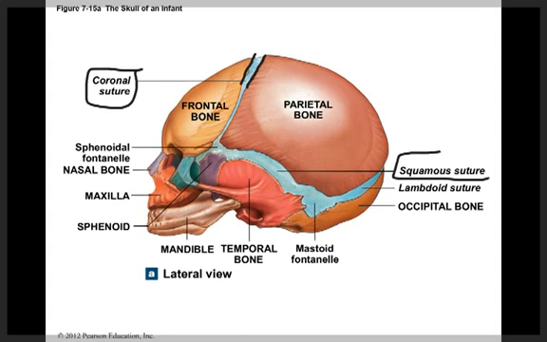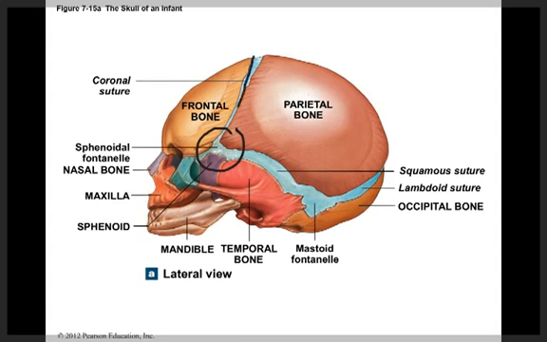Here on the side we see the squamous suture, which is again wider between the parietal bones and the temporal bone. And we also see the lambdoid suture between the parietal bone and the occipital bone. Where these sutures come together, they form a larger area of fibrous tissue that are called fontanelles. We need to know where those structures are.